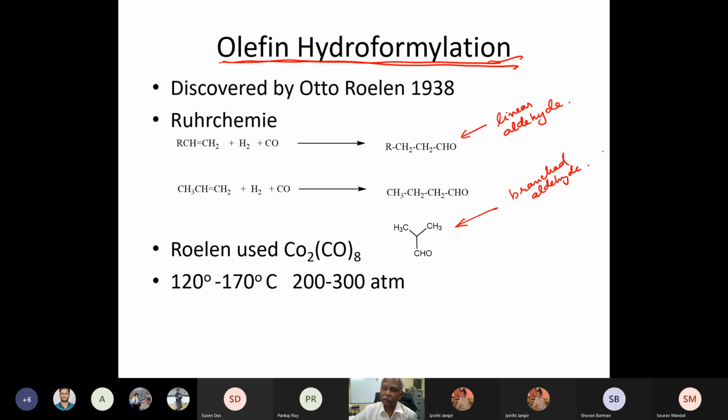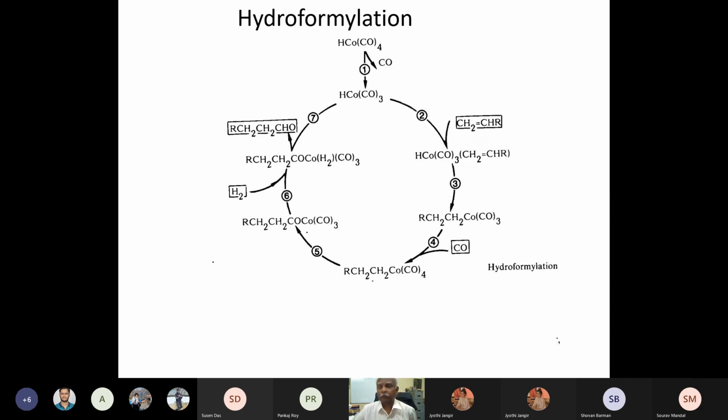I will tell you why you need this process, but basically this is something that is used in the detergent industry, I think. All these chemical companies, Ruhrchemie is again a German company which was present on the banks of the river Ruhr, and they used cobalt and generated the aldehyde. Let's take a look at the catalytically active catalytic cycle.